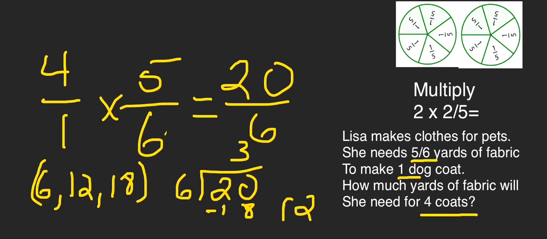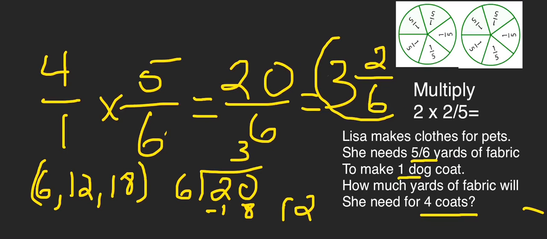So what does that mean? That means that 20 out of 6 as a mixed number is 3 whole times. What's left over is 2, and you always keep the same denominator, 6. So that's your answer, 3 and 2 out of 6. Now, one of the last steps that you have to do is to simplify 2 out of 6.